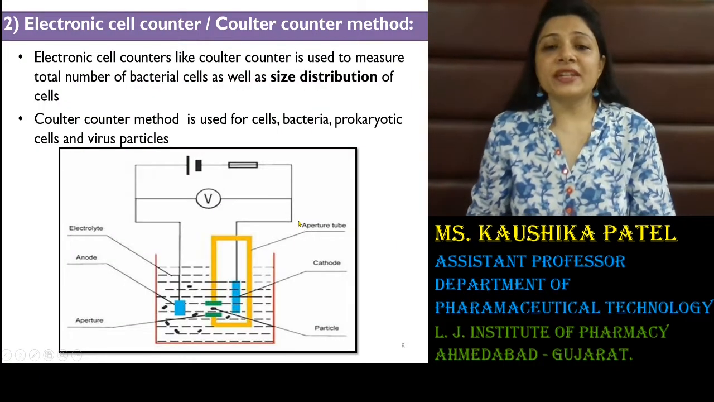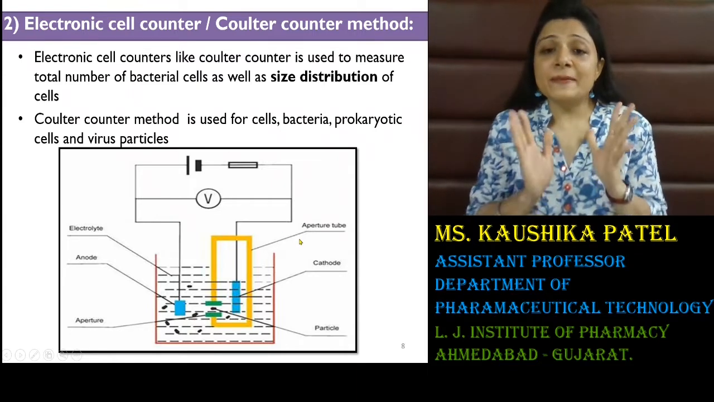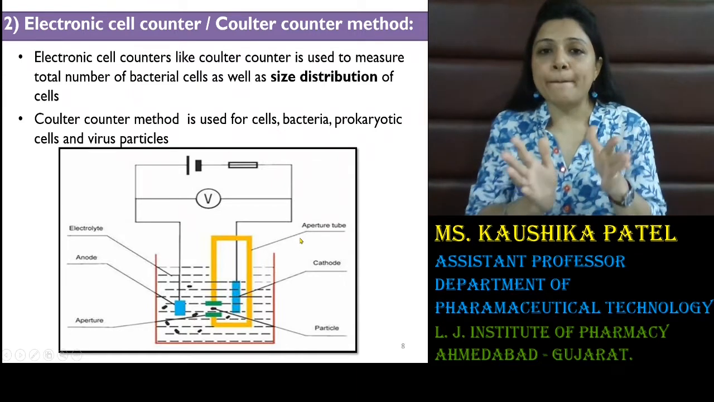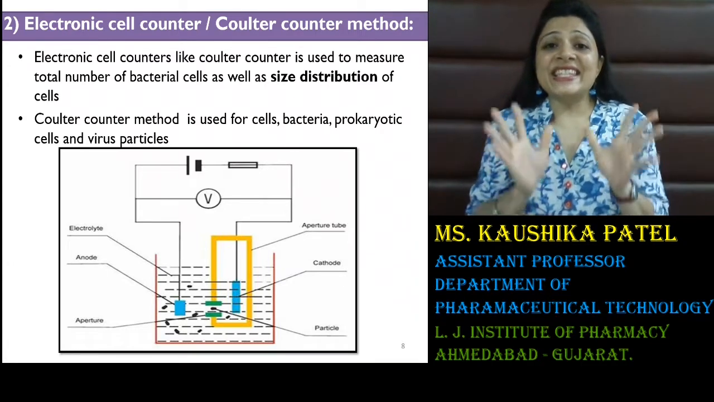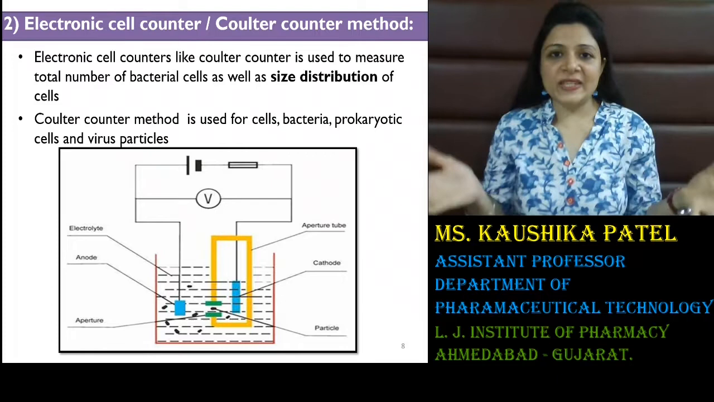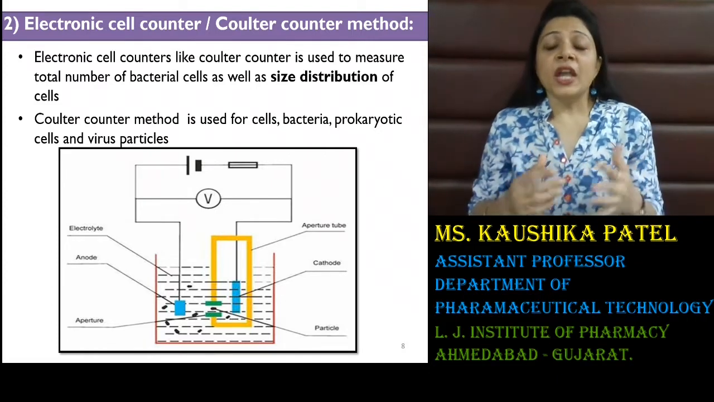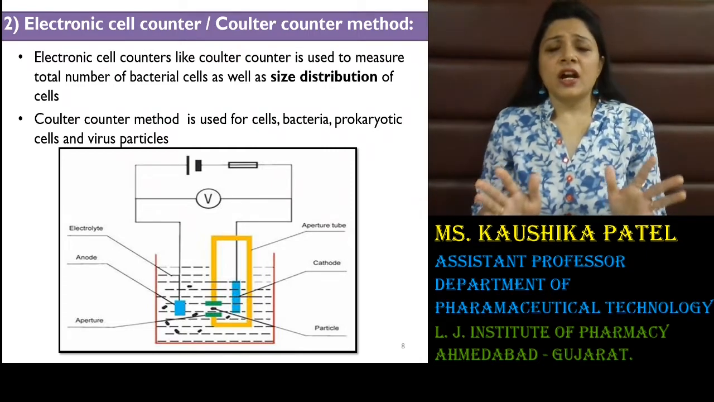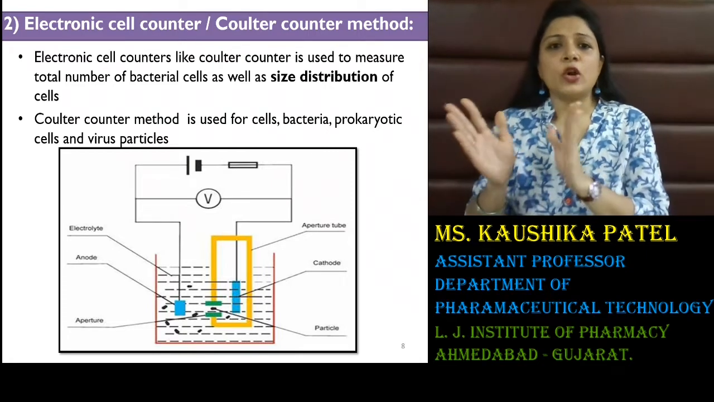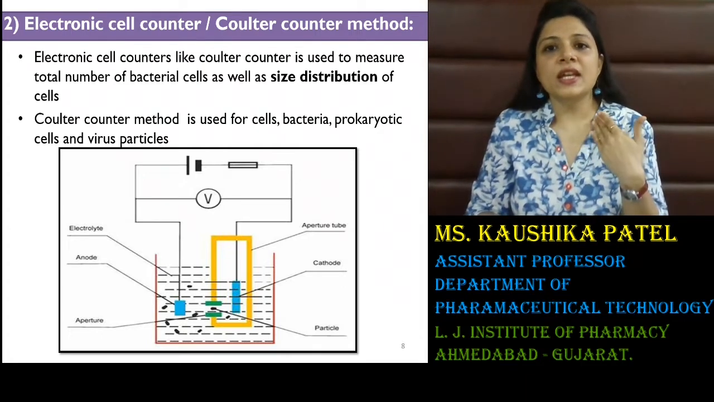Second method for counting the total number of cells is electronic counting method. This method is very accurate and easy compared to the microscopic method. And you can also get the size distribution range of the cells in this method apart from the number of cells. You can process this method for any type of particles apart from bacterial, virus, or any type of cell you can process in this device.